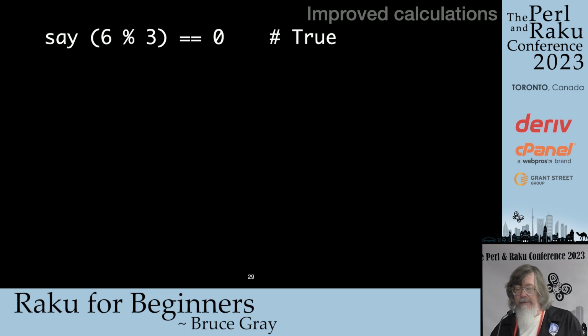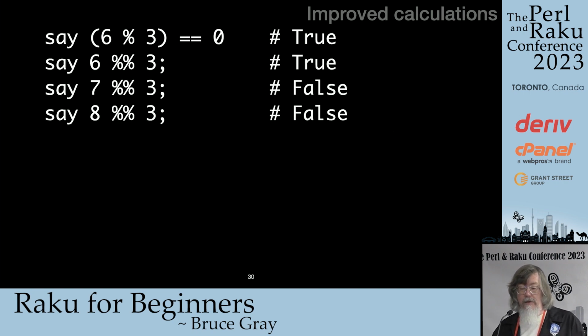Wrap it in parens, compare it to 0. Raku adds the divisibility operator, returns true or false. Mod returns a number, divisibility, true or false. In the right order, easier to comprehend, less buggy, and more efficient. There's a lot of stuff in Raku's design that I'm just a complete fanboy about.